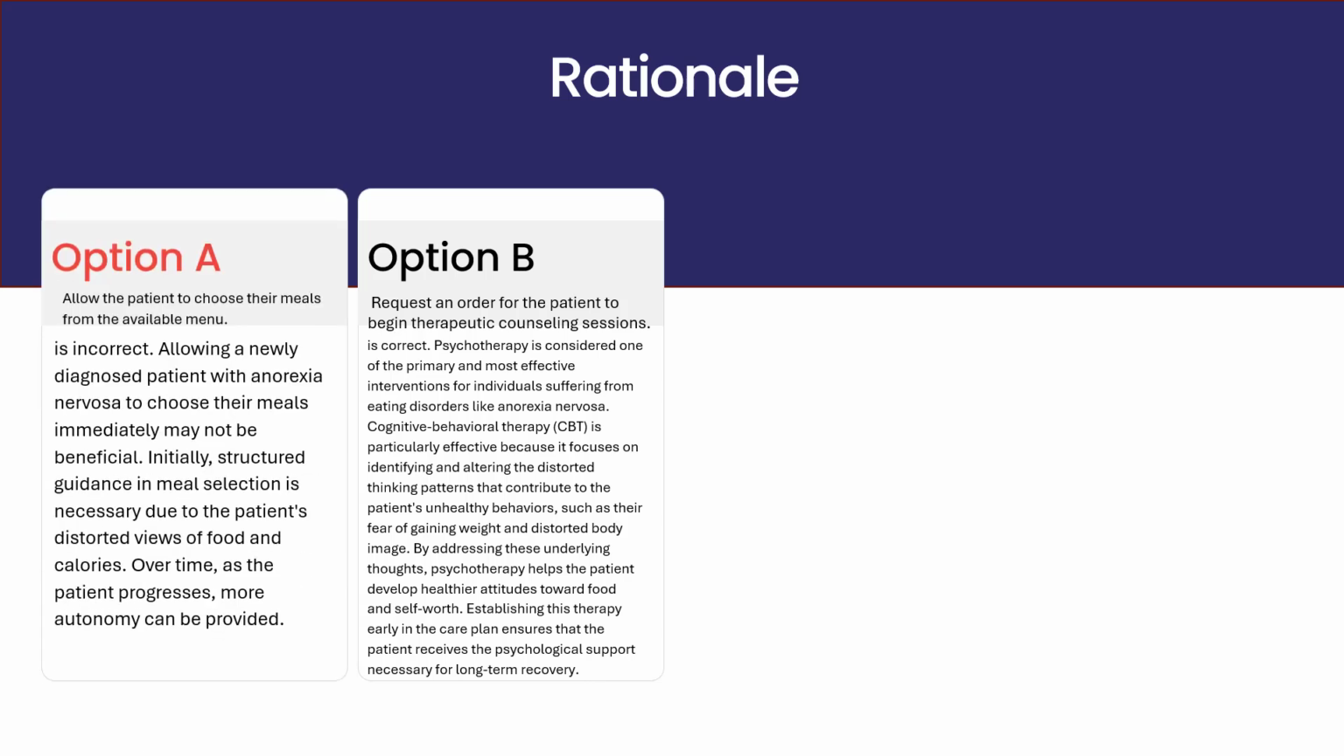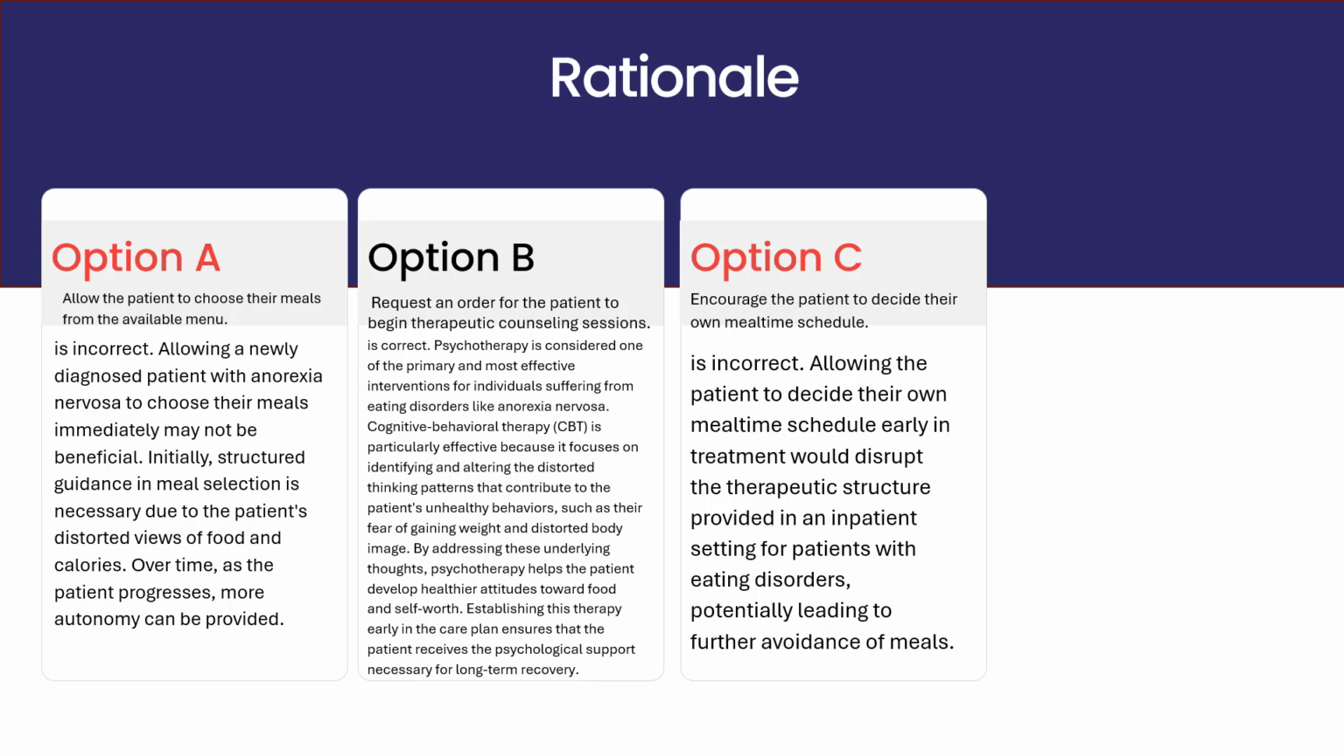A is incorrect. Allowing a newly diagnosed patient with anorexia nervosa to choose their meals immediately may not be beneficial. Initially, structured guidance in meal selection is necessary due to the patient's distorted views of food and calories. Over time, as the patient progresses, more autonomy can be provided. C is incorrect. Allowing the patient to decide their own mealtime schedule early in treatment would disrupt the therapeutic structure provided in an inpatient setting for patients with eating disorders, potentially leading to further avoidance of meals.